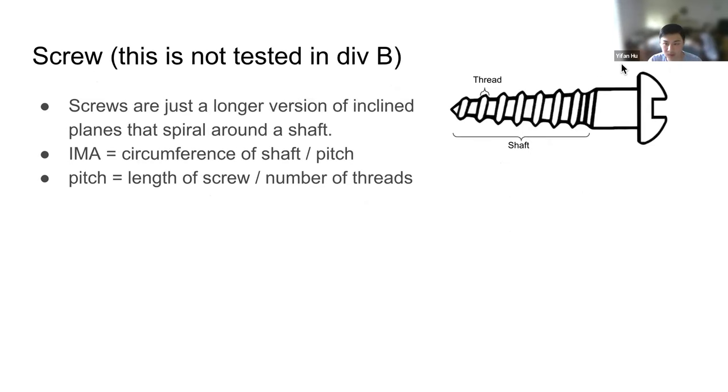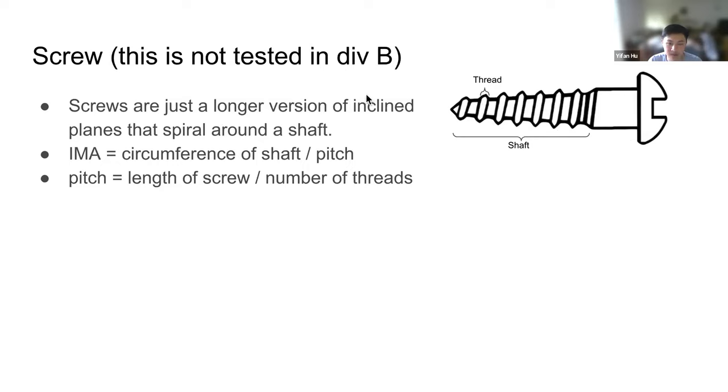And then these are screws. Screws are not on division B. It's only a division C thing. Screws are just inclined planes that spiral around a shaft. The IMA would be the circumference of the shaft over the pitch. And the pitch is the length of the screw over the number of threads.